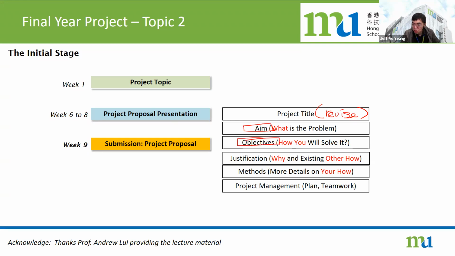And then, the major part of your proposal is basically the aims of your project, the objective, and also some kind of justification. I am going to talk about what justification is. You are going to do a review on your FYP topic with some existing solutions. It is called a literature review, so you are going to do some literature review.